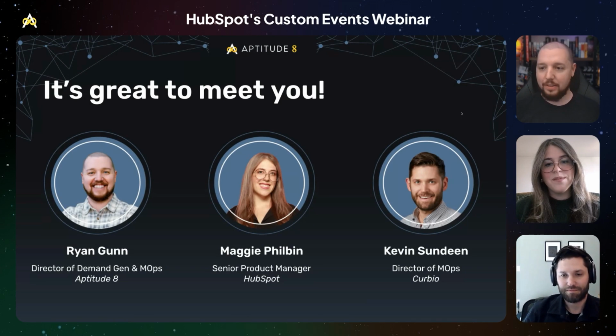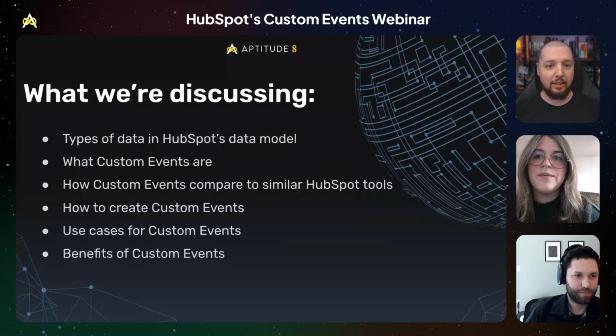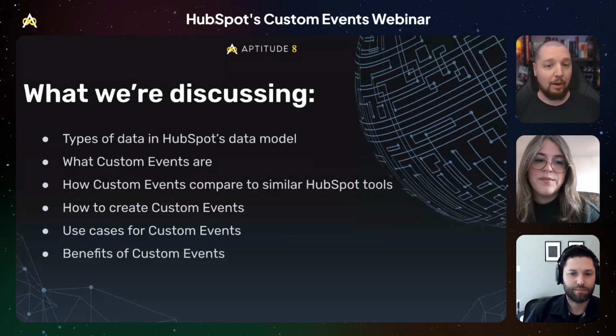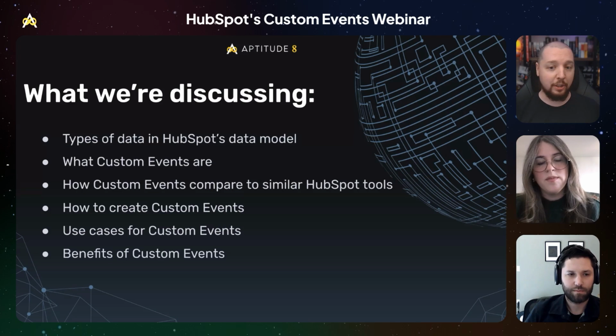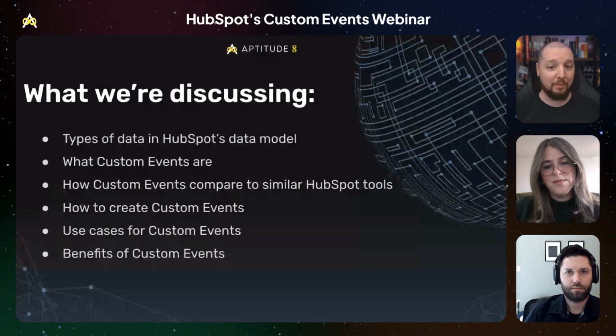Awesome. Thank you, guys. All right, so a quick overview of what we are discussing today. We're going to talk about the different types of data that are in HubSpot's data model, how custom events fit into that data model, generally what custom events are, and how they compare to similar HubSpot tools where there might be some confusion. There are 4 different ways to create custom events, so we're going to cover all of those. And then we're going to go over some real-world use cases for custom events, as well as how custom events can benefit your business if you do use them.